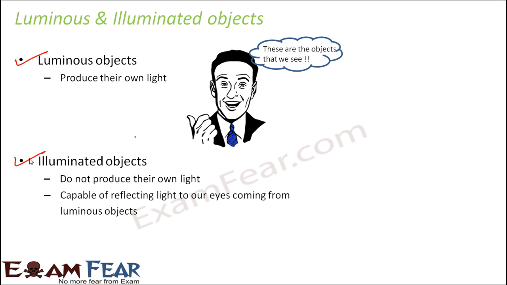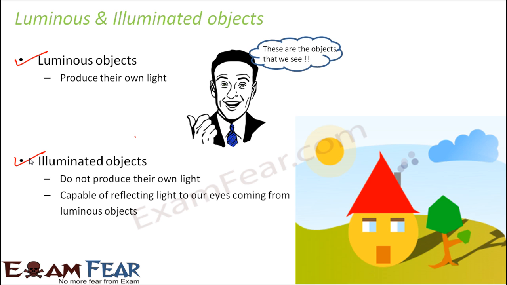These illuminated objects are capable of reflecting light to our eyes coming from the luminous object. The light is coming from the source, that is from luminous objects, but that light falls on these illuminated objects. It gets reflected from the illuminated objects and reaches our eye, and that's how we are able to see the illuminated objects. Whenever you look at the house, trees, grounds, lakes, everything around you, they are all examples of illuminated objects which are being illuminated by the light from the sun.